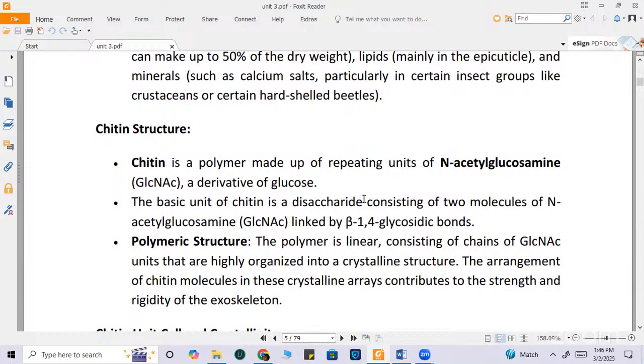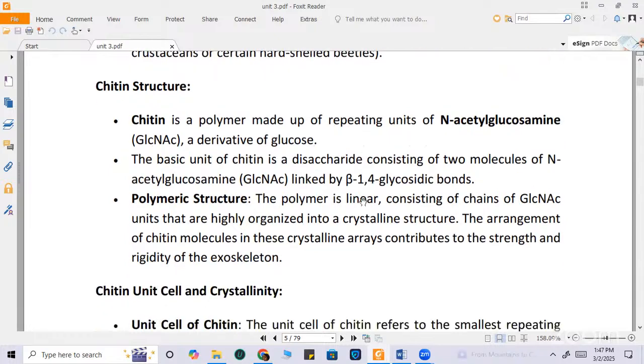Chitin structure is mostly similar to the cellulose structure that we see in plants, where cellulose is also made up of beta-1,4 glycosidic bonds. The difference is that here we have an N-acetyl amino group in the position where there is a hydroxyl group in cellulose. The beta-1,4 glycosidic bond is formed between the anomeric hydroxyl group of one sugar, which is in the beta configuration, and the hydroxyl group of the fourth carbon atom.